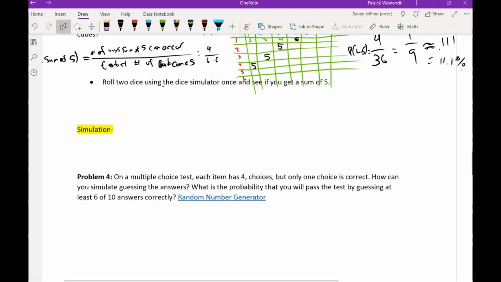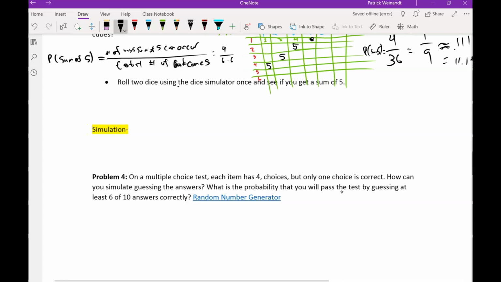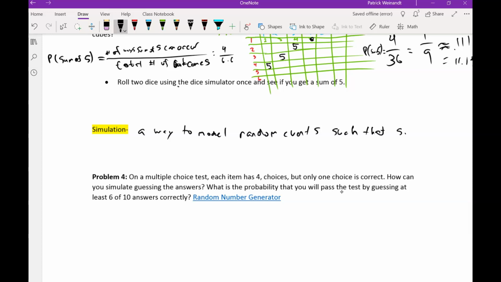Simulation, we're going to talk about that. It's just a way to model random events such that simulated outcomes closely match real-world outcomes.